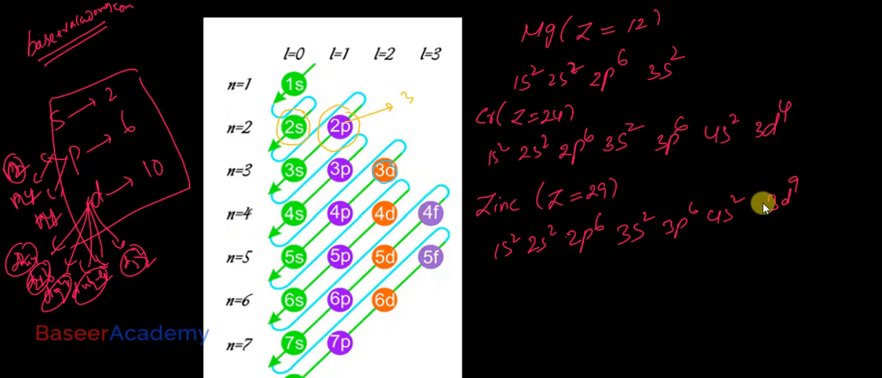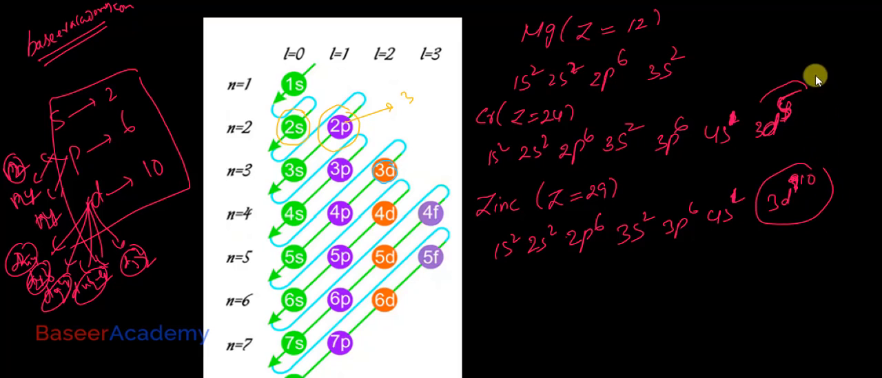Chromium and copper, you have written the electronic configuration, which is well and good, but the electronic configuration of chromium and copper is a little different than this. Why? Because just to gain stability, the 3d orbital will take 1 electron from 4s orbital. This 2 becomes 1, and this 4 will become 5. And in order to gain stability again, 3d orbital takes 1 electron from 4s, and this 9 will become 10.